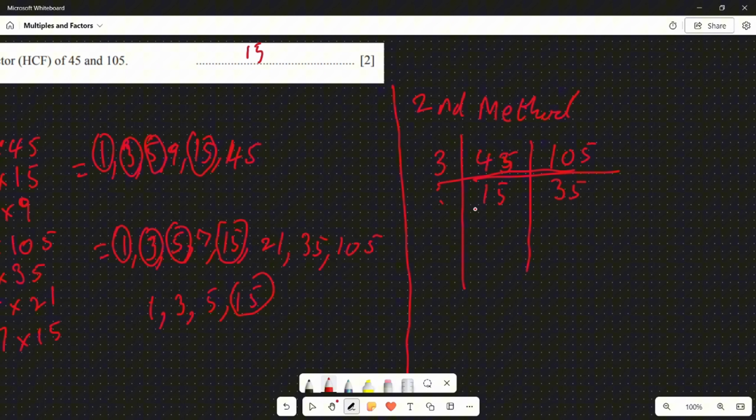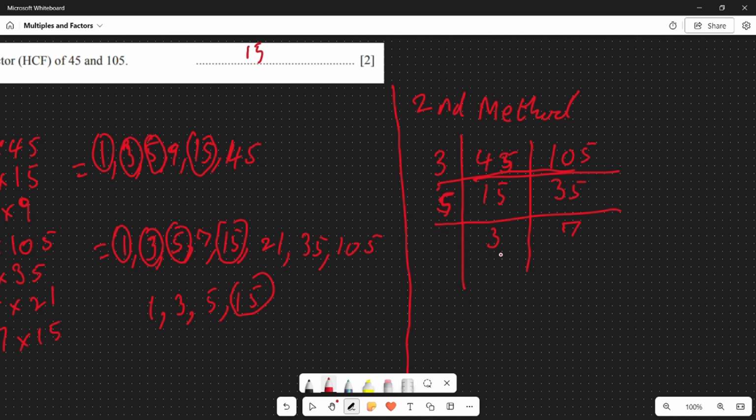Now, another prime number, because 3 cannot divide 35, but it can divide 15. So we'll look for the next prime number that can divide both of them without giving a remainder. And so the next number will be 5, because 5 can divide both 15 and 35 without giving a remainder. And so 15 divided by 5 will be 3, and 35 divided by 5 will give you 7.